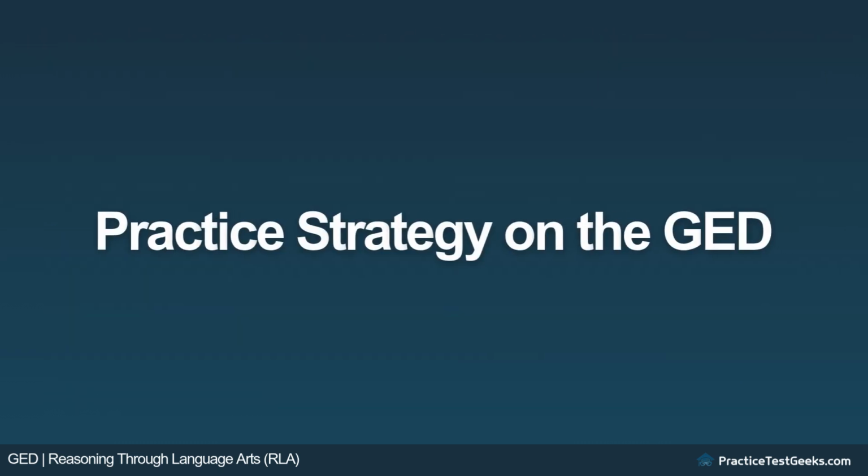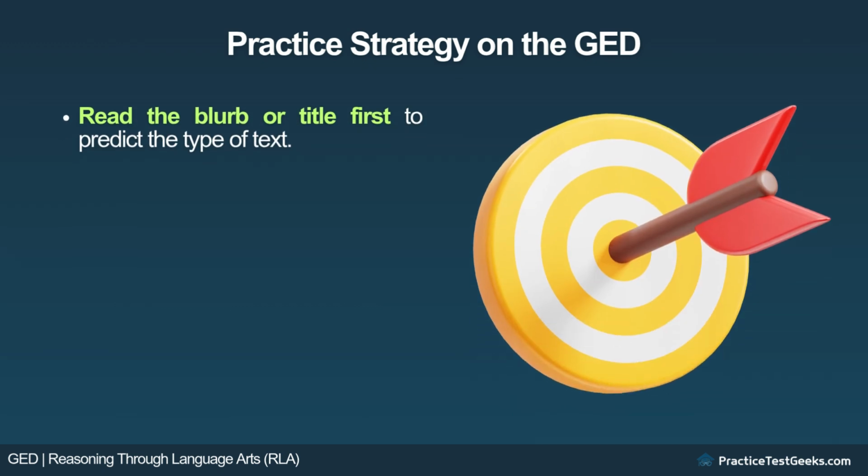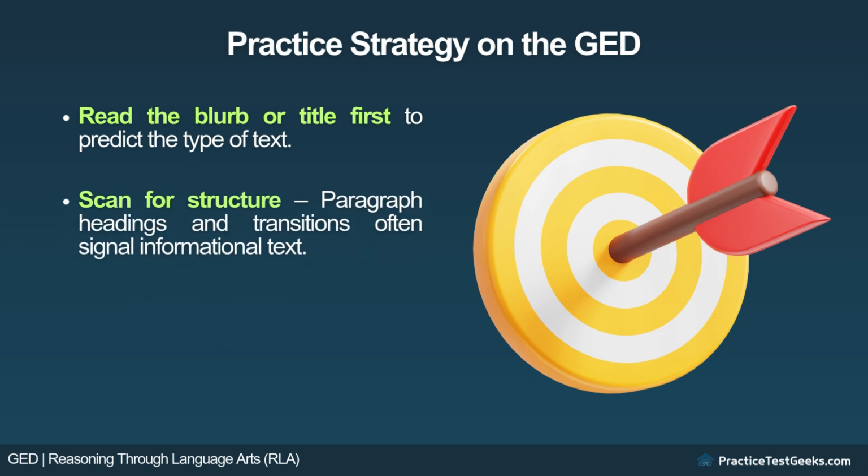To boost your reading score on the GED, it helps to quickly identify the type of passage you're dealing with. Here's how you can do that effectively. First, read the blurb or title before anything else. This helps you predict whether the passage is literary or informational. Next, scan the text's structure.